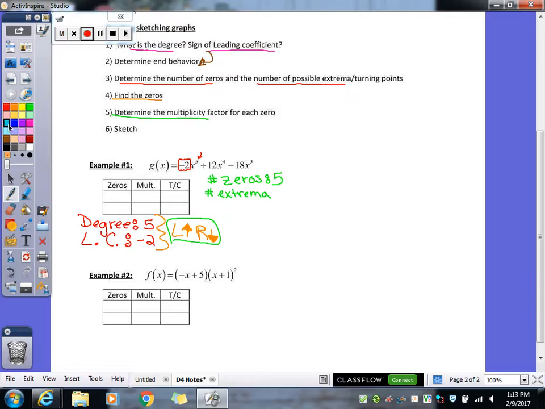So for my left side, I would write x approaches negative infinity, g of x approaches positive infinity. My right side would be x approaches positive infinity, g of x approaches negative infinity.